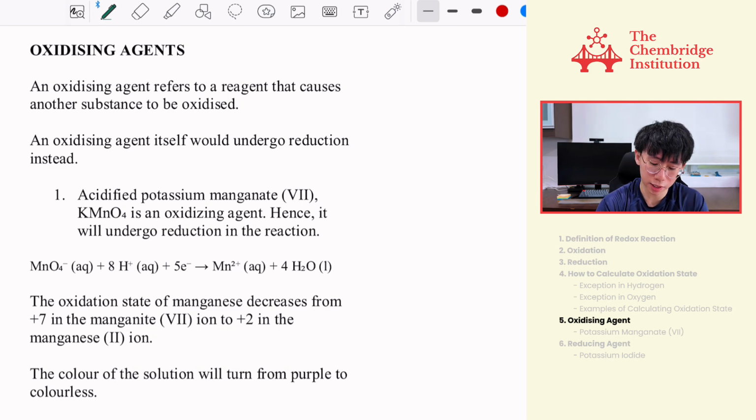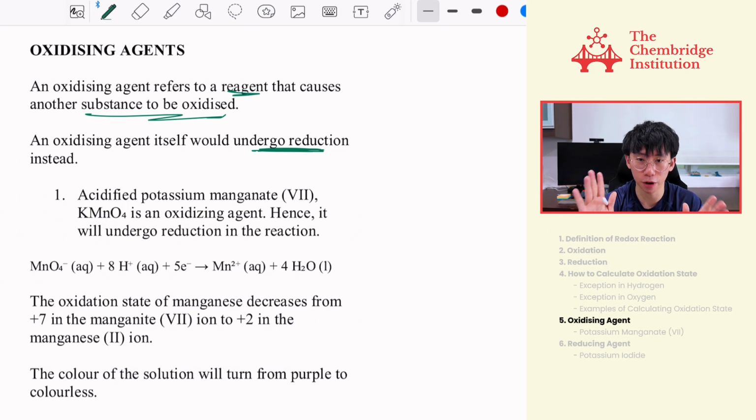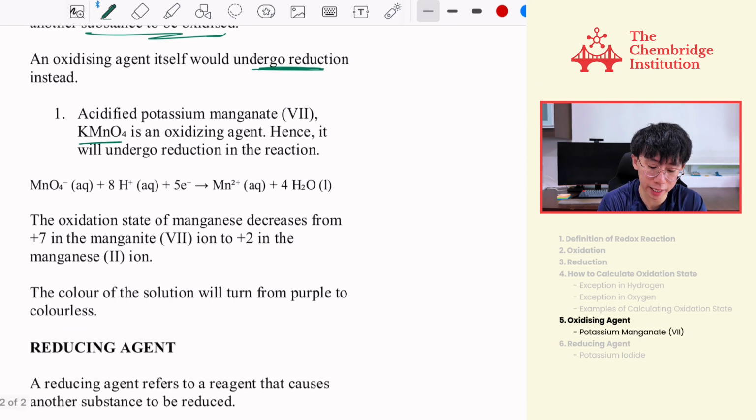Oxidizing agents are reagents that cause another substance to be oxidized. But a very important concept is, if you are an oxidizing agent, you yourself will go through reduction, because when you oxidize someone else, you yourself will be reduced. You must know this concept very well. When you know this, you can easily identify an oxidizing agent or even a reducing agent. An example of an oxidizing agent you have to know is acidified potassium manganate(VII), aka KMnO4. This is a very strong oxidizing agent, and it will undergo reduction in this reaction.